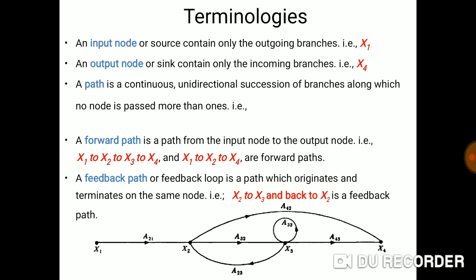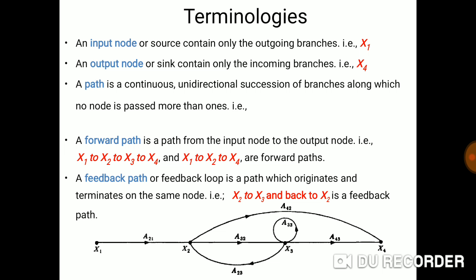Next, we will discuss some terminologies with respect to the signal flow graph. In the earlier examples, we discussed what we mean by node and what we mean by branches. All the branches are unidirectional. Now, we will discuss some terminologies with respect to the signal flow graph. Here in the diagram, one signal flow graph is shown.